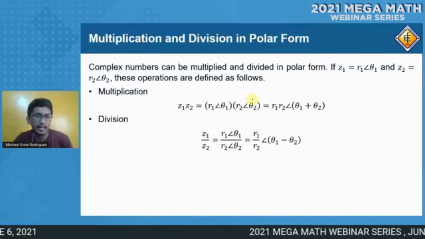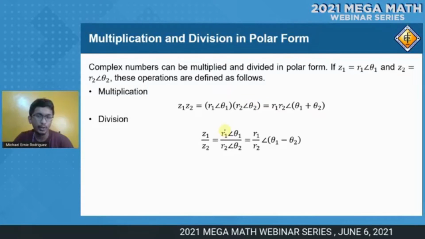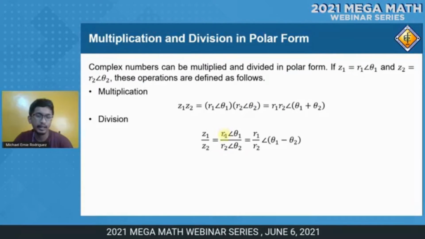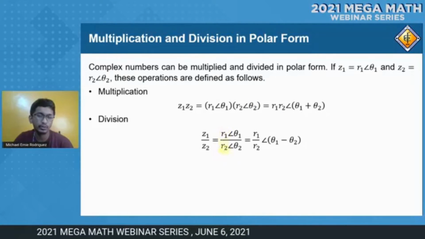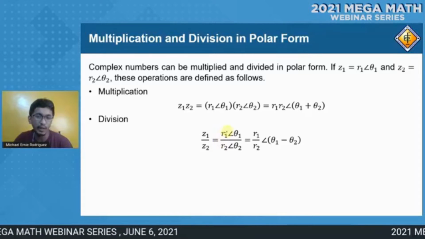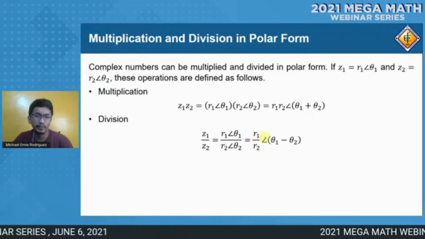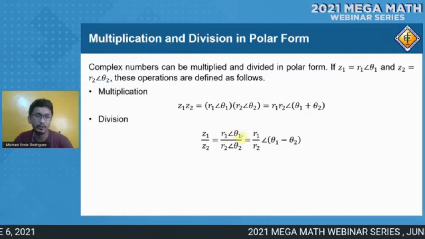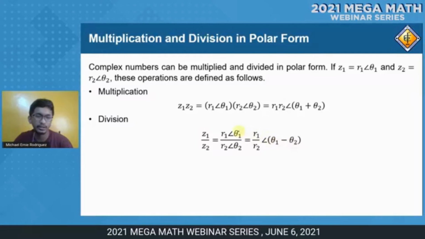Say, for division naman, we divide yung ating R or modulus. So, we have R1 over R2 bar angle, and your arguments are ma-minus natin. So, theta 1 minus theta 2.